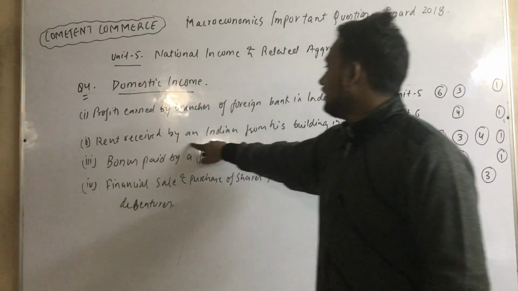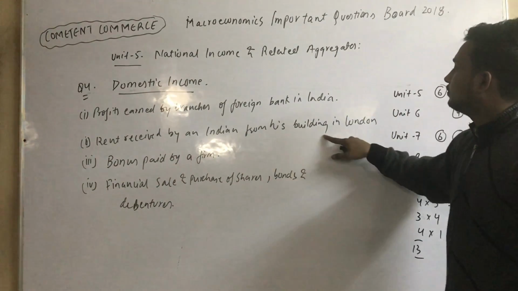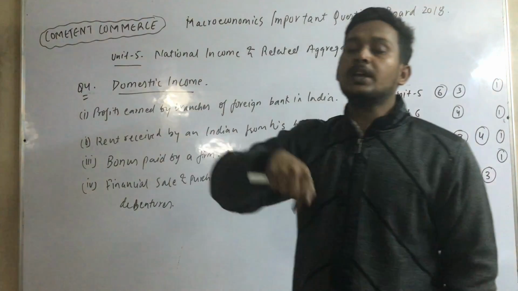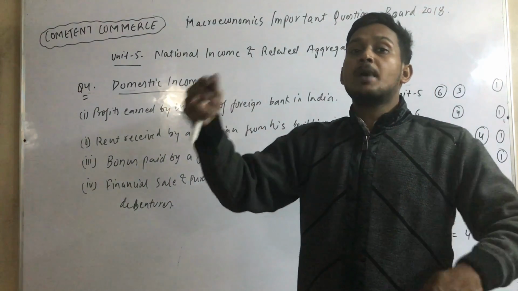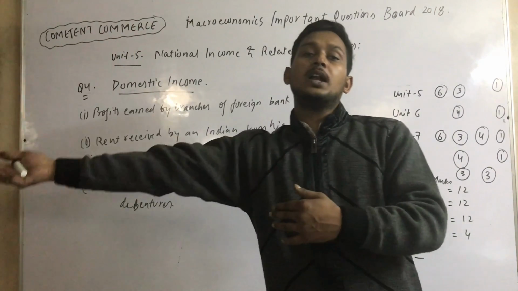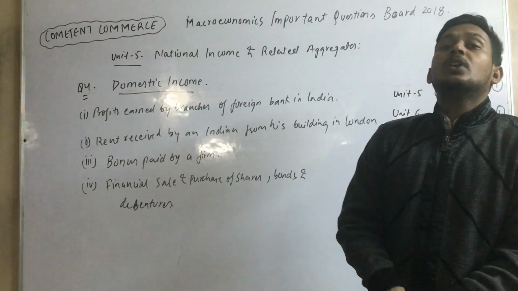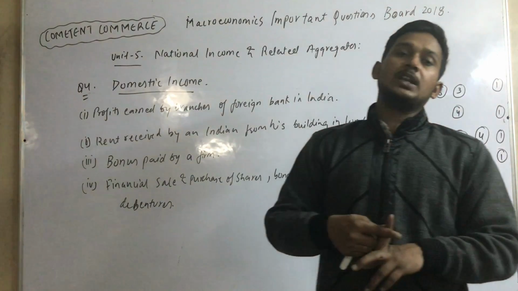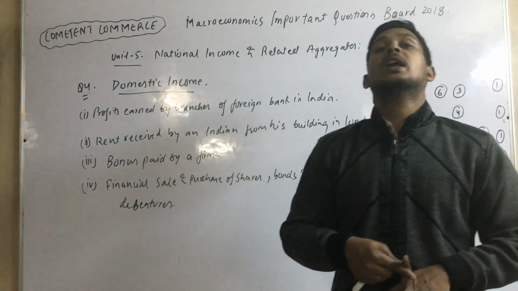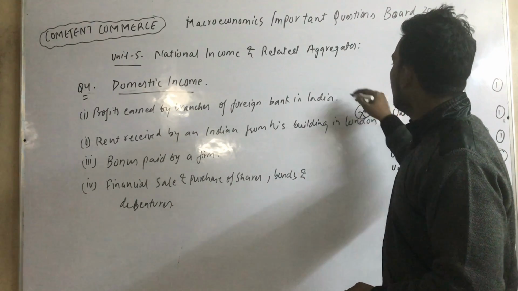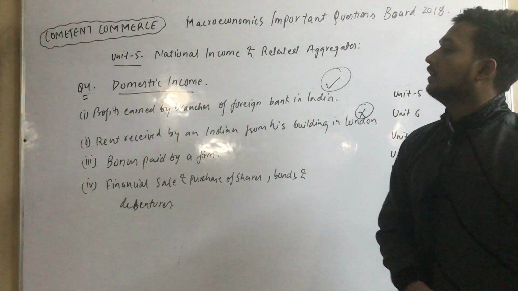Second point is rent received by an Indian from his building in London. The building is in London. The rent is received in India. That means the amount is received from a foreign country, from London, in India. Therefore, it is factor income earned from abroad, and factor income earned from abroad is a part of national income. Therefore, it will not be included and the first one will be included.